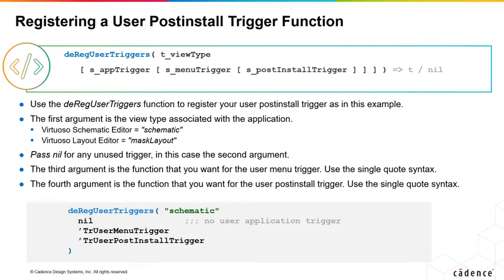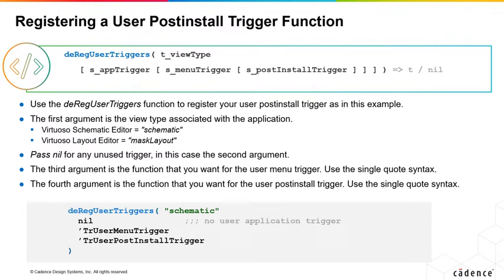Okay, so we'll declare it and we'll look at that in more depth, but then the next thing we have to do is register it. And we'll use the function dereg user triggers. We'll tell it the application we're registering it for. That means whenever that application gets loaded into memory, our function will run.